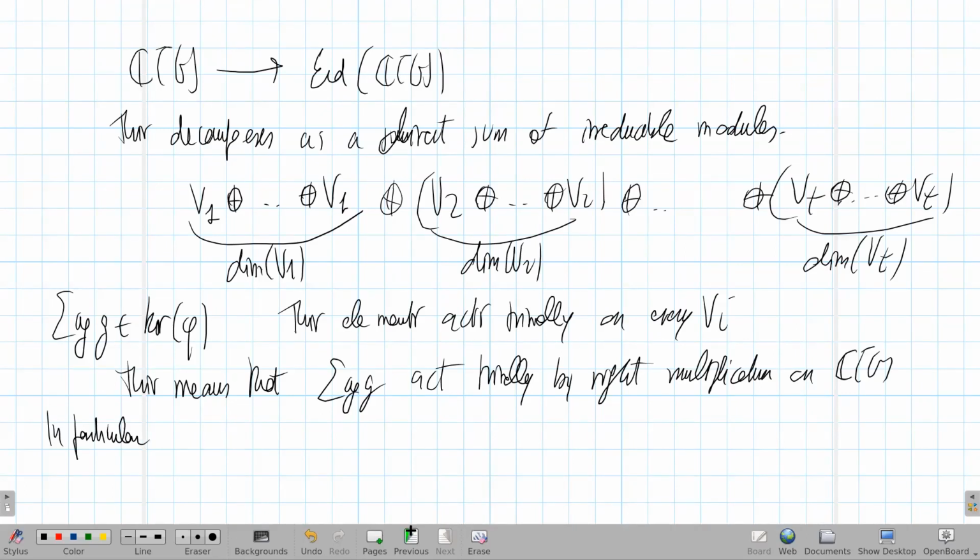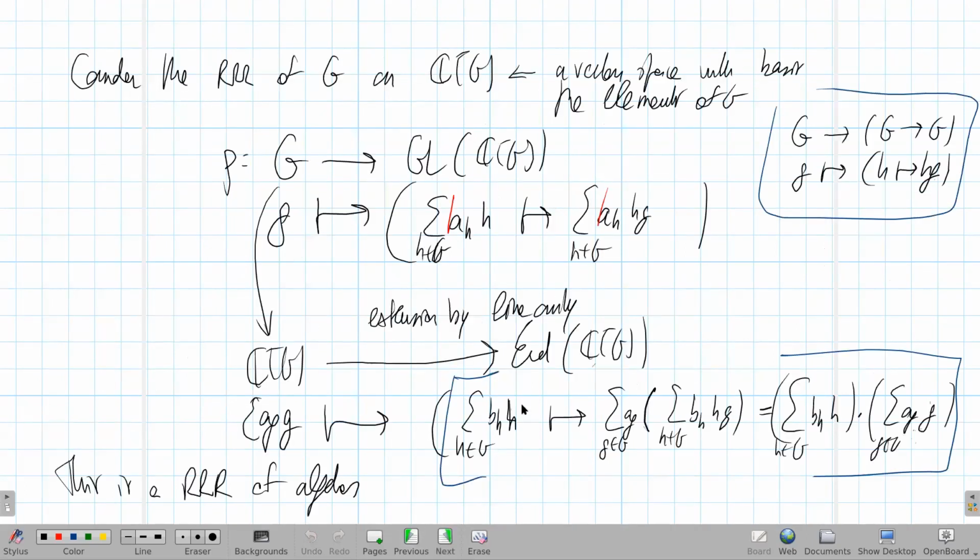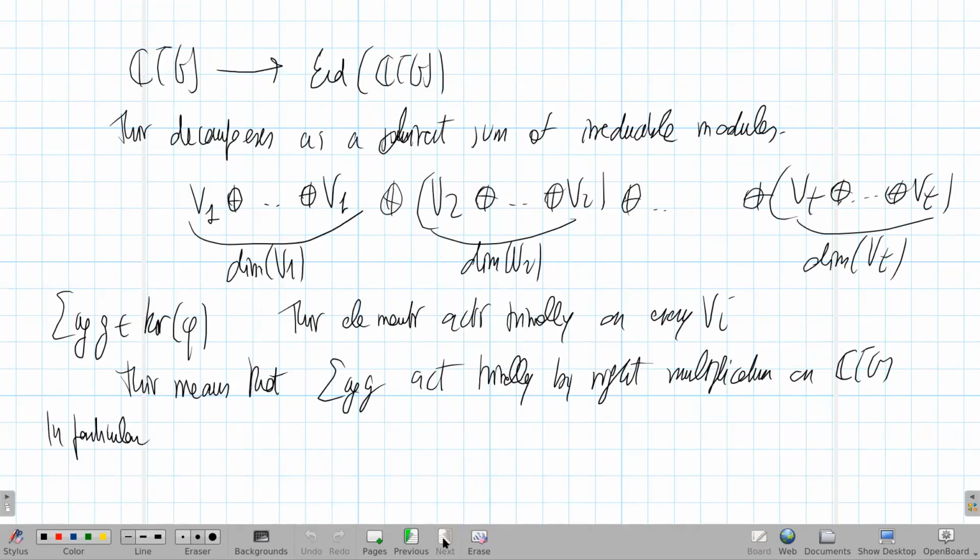you see, it acts trivially on each element of this form. But among these elements, you have the identity. So choose as this element here, choose 1. Okay, so it's the element in which all B_H are 0, except when H is 1, the identity element of the group, and then B_1 is 1.